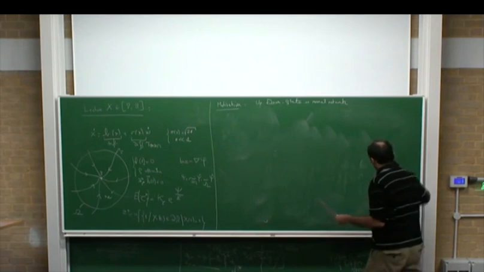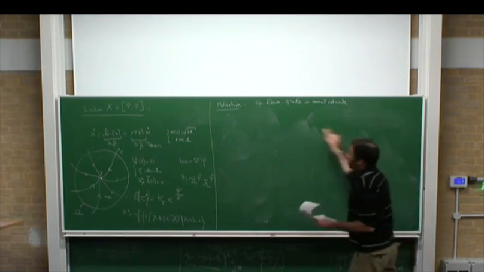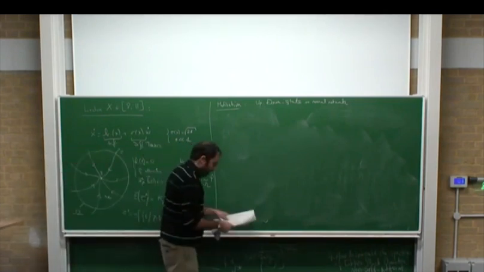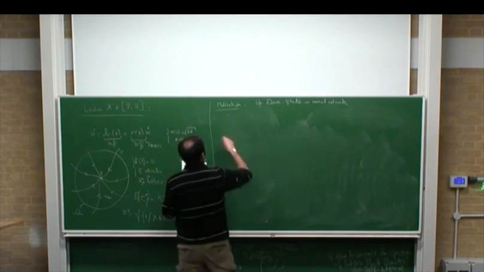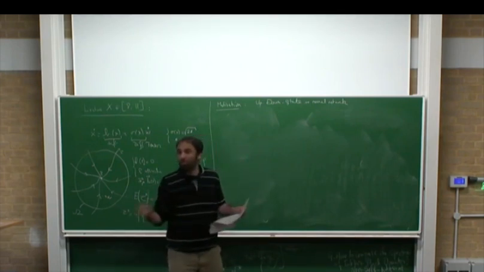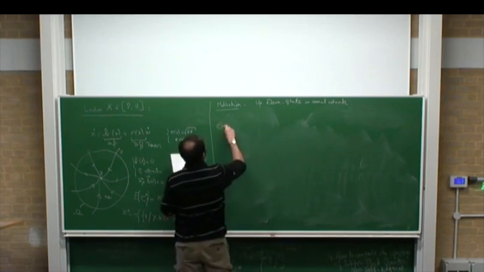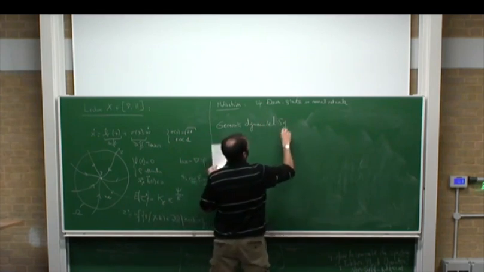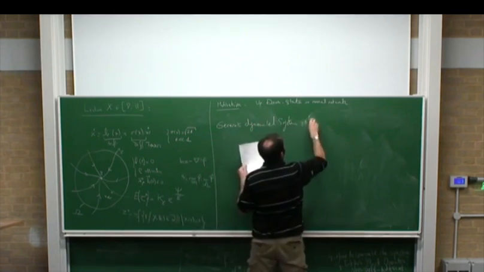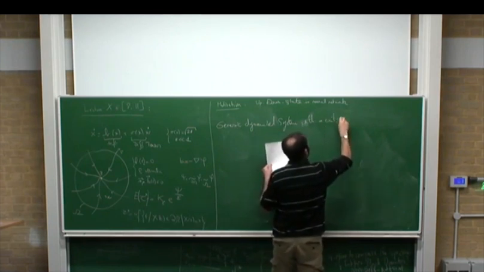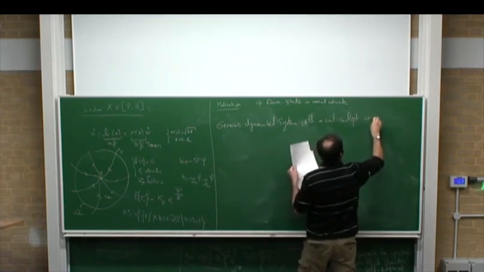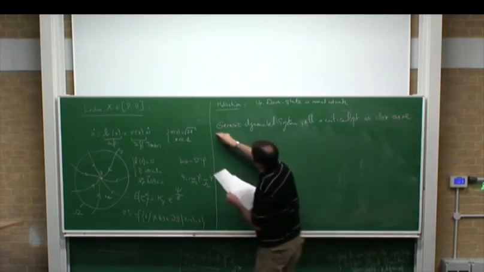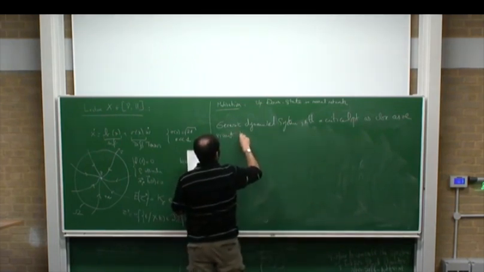So this is simply using the classical Hopf system and using a Mobius transformation to map the attractor as close as we want to the boundary. So, a generic dynamical system with a critical point as close as we want to the boundary.